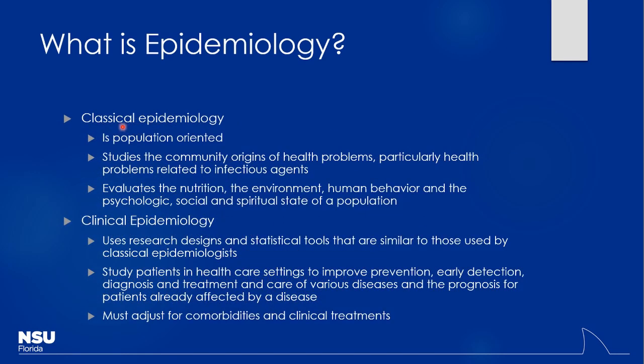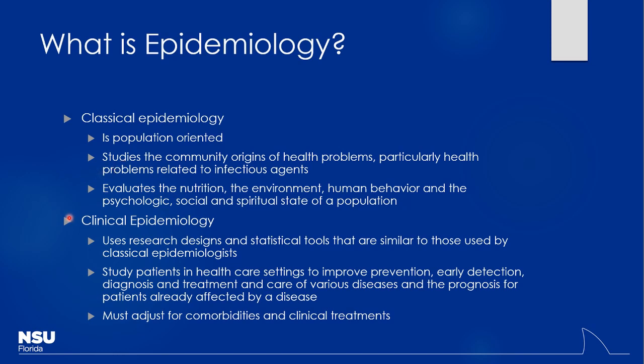So classical epidemiology, as we mentioned, is more population-oriented, studying those communities, looking at their health problems, especially of infectious agents. That's kind of the most common thing they'll be looking at. But they would look at things like nutrition, the environment, human behavior, everything that kind of fed into that. We'll look at some of the different factors that go into that in just a few minutes with some good examples.